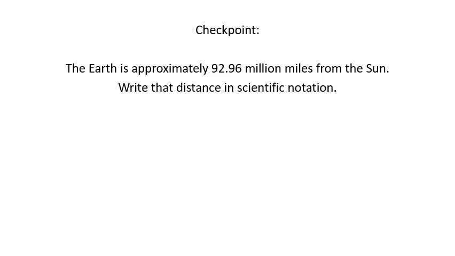So for your checkpoint, I want you to think about this figure here. The Earth is approximately 92.96 million miles from the sun. So I want you to write that distance in scientific notation. What do you think that would look like? Now, I will give you a little hint. Notice that the decimal point is not where we want it to be for scientific notation. So it's going to have to move.